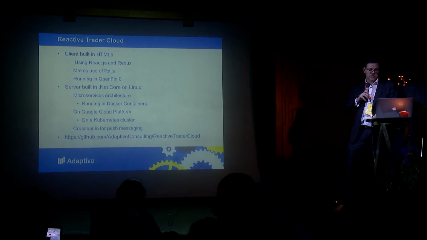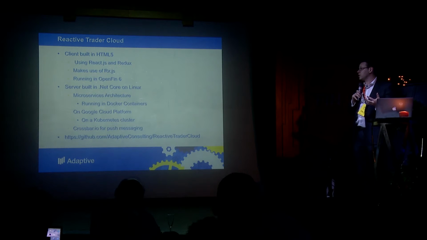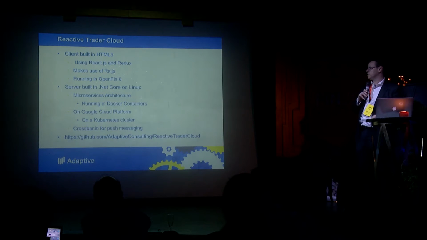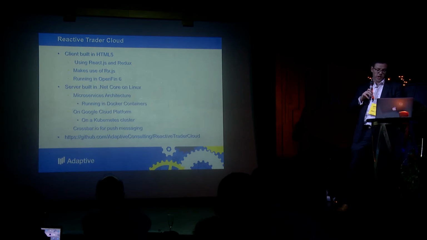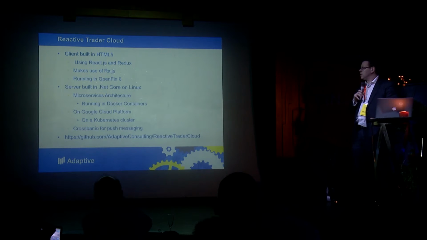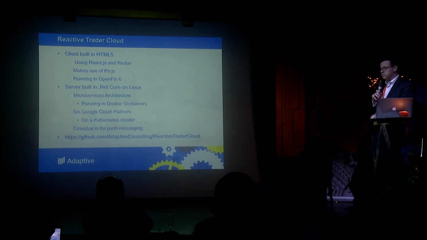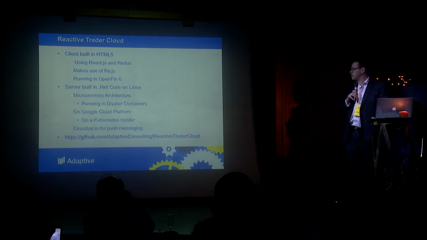The server we built in .NET again, but this time in .NET Core running on Linux. We adopted a microservices architecture, and we run all those microservices in Docker containers that we host on Google's cloud platform in a Kubernetes cluster. And we're using Crossbar I/O for push messaging. Again, there's the GitHub URL. I'm sure the slides will be shared, so please check that out and contribute.